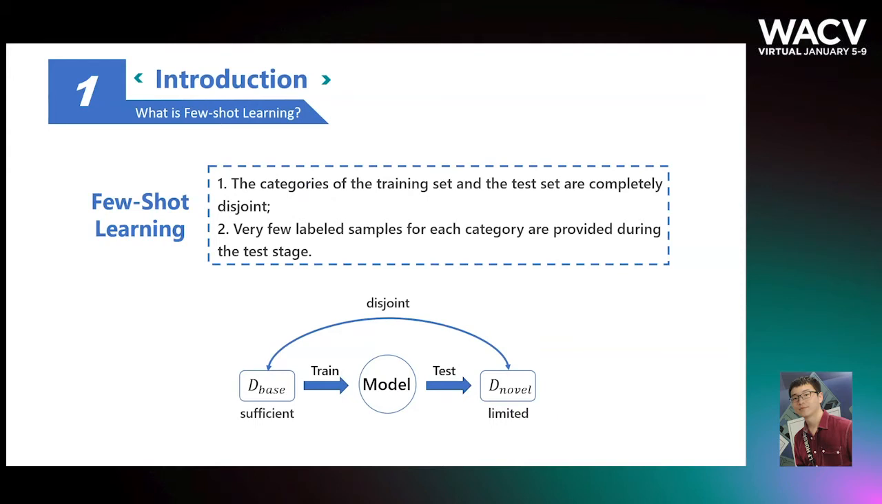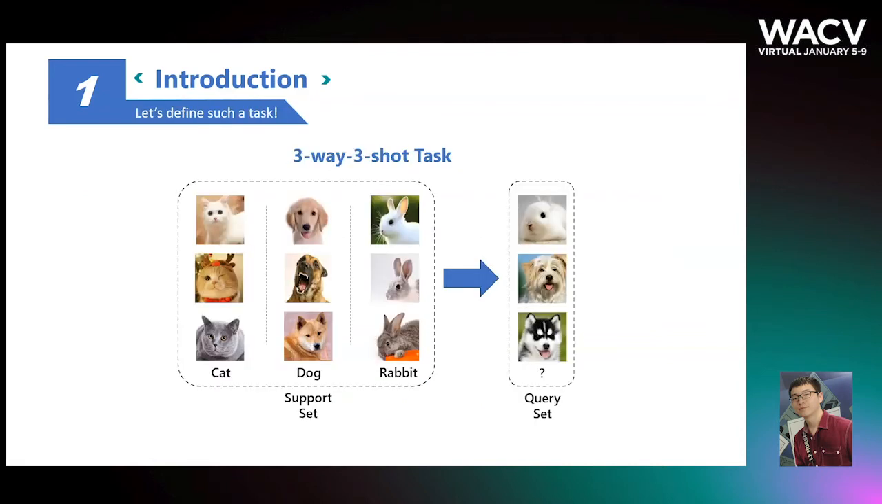In few-shot learning tasks, the categories of the training set and the test set are completely disjoint, and very few labeled samples for each category are provided during the testing stage. For example, we are provided with 3 categories of samples: cat, dog, and rabbit, and only 3 samples per category are labeled. We can call those 9 labeled samples the support set and expect to correctly recognize the remaining unlabeled samples just based on the support set.